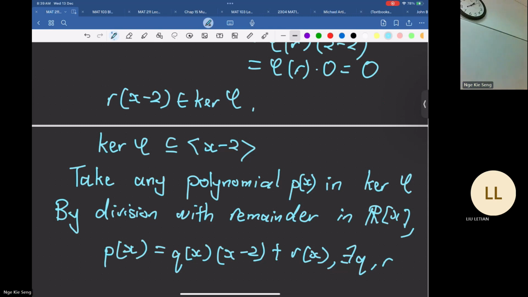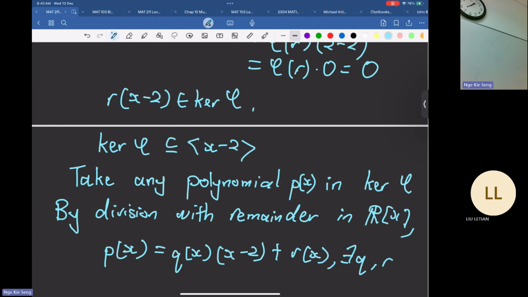Why? Because the polynomial we use to divide is monic. The leading coefficient is 1. The highest degree term is x, and the leading coefficient is 1. It's monic. We can use division with remainder. Then we can divide P(X) with some quotient, and then maybe you have some remainder. So if we want to show this P(X) is a multiple of X minus 2, R(X) has to be 0.